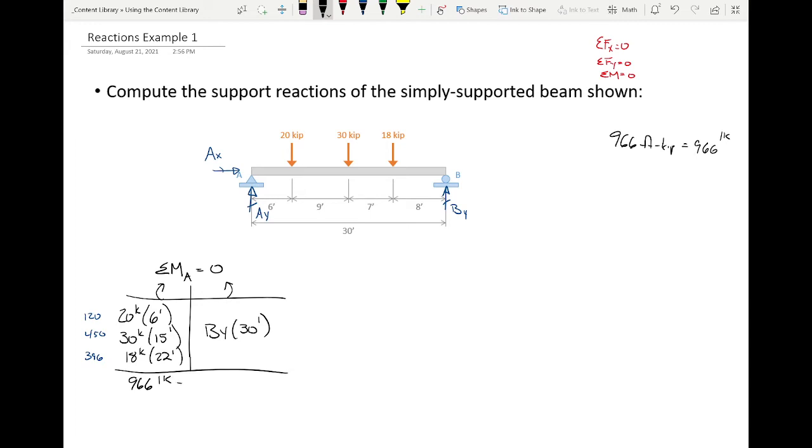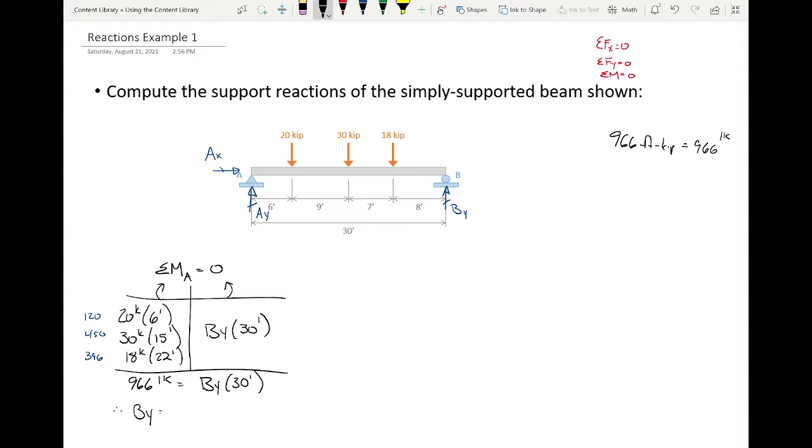All right. Everybody with me so far? And then that's going to equal By times 30. And so to solve for By, all I do is divide by 30. So what's 966 divided by 30? 32.2. Do I have a second on that? Good. All right. I usually do that. I'll ask, and then I'll ask for a second to make sure everybody's engaged.